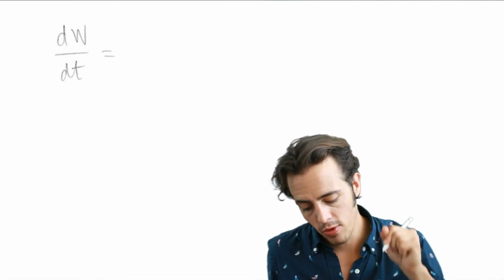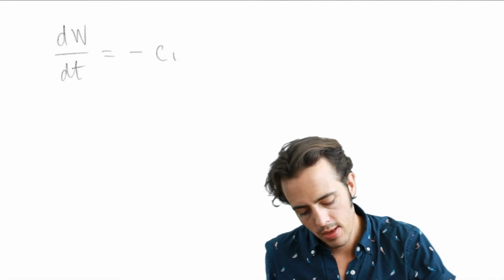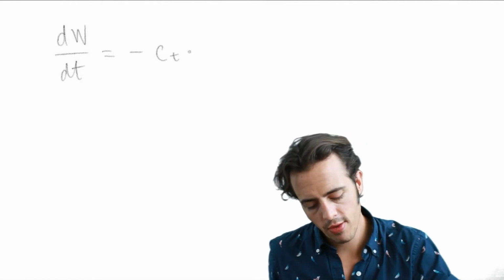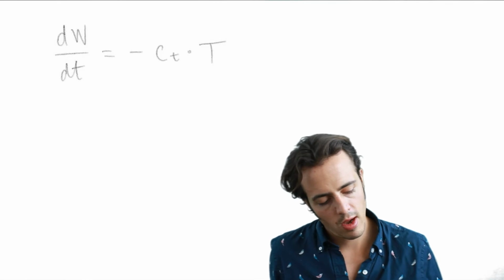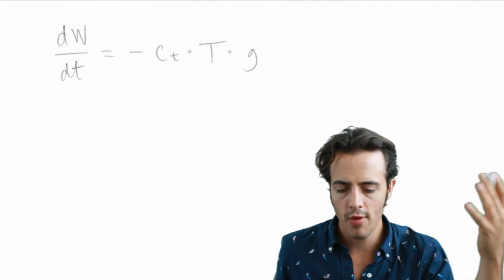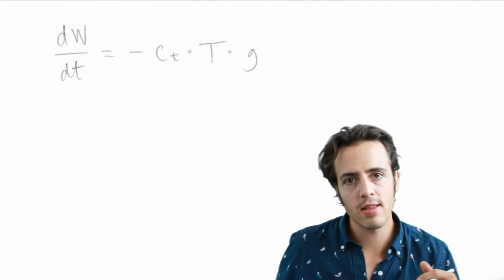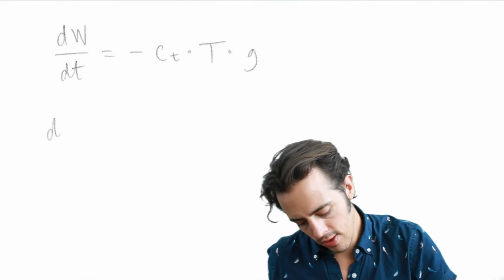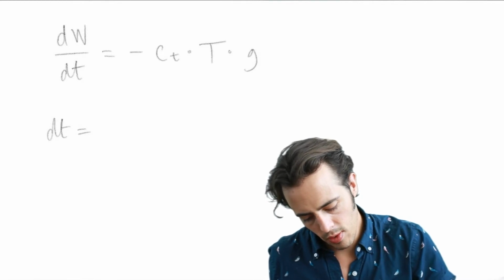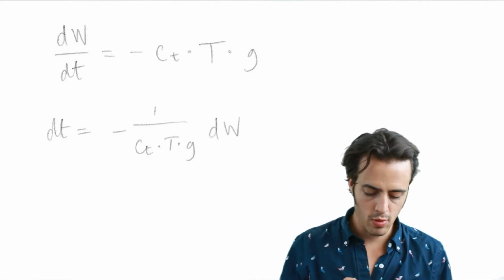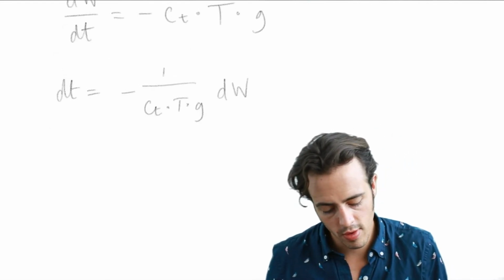So if we develop this for thrust engines first, it's going to be minus CT, that's the thrust-specific fuel consumption, multiplied by the thrust that's actually being produced. And so this is going to give us a mass, so we need to turn it into a weight. So we multiply by g, acceleration due to gravity, 9.80665. So we can rearrange this equation, and we're going to end up rearranging to dt is equal to minus 1 over CT multiplied by T g dW. Now this turns it into an equation that we can end up integrating to get our endurance.